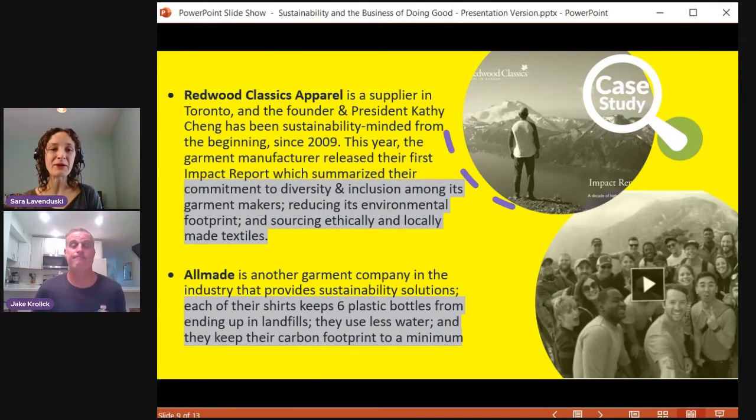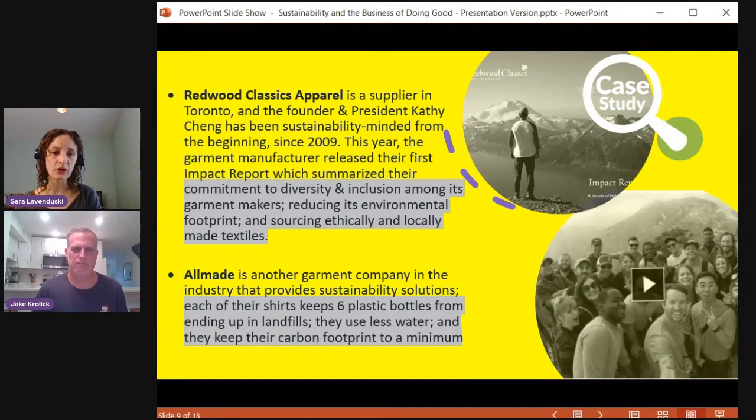So, 12 years. This year they released their first impact report, which is huge for a smaller supplier. This is a big deal, and this is where the trend is going. It summarized their commitment to diversity and inclusion among its garment makers, also reducing its environmental footprint and sourcing ethically and locally made textiles.